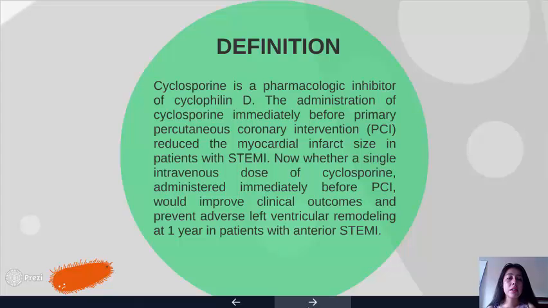Now, whether a single intravenous dose of cyclosporin administered immediately before PCI would improve clinical outcomes and prevent adverse left ventricular remodeling at 1 year in patients with anterior STEMI.